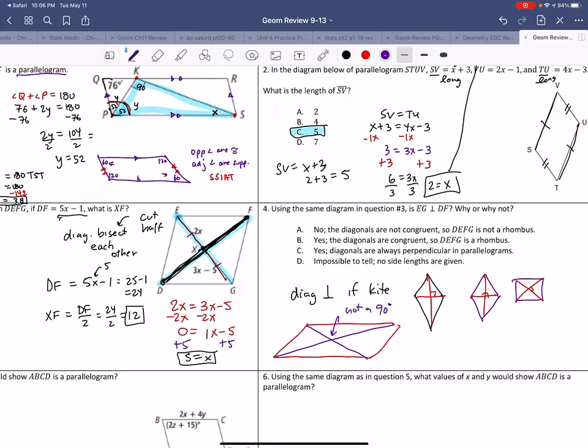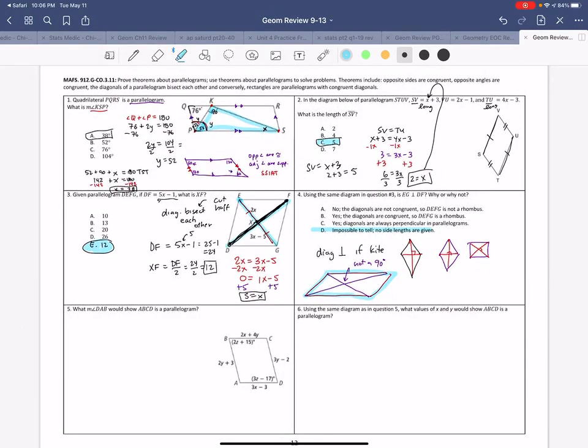So it says, impossible to tell, no side lengths given. Okay, that's what I'm going to pick, because I don't know if this thing is like that or not, right? So, yeah, I'm going to pick that. All right, question number 5.